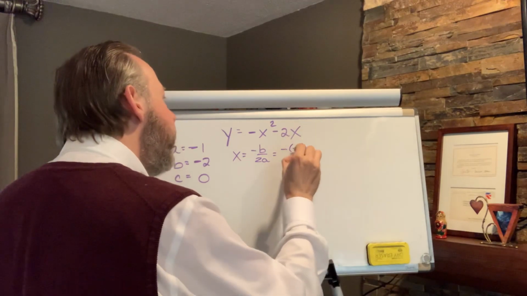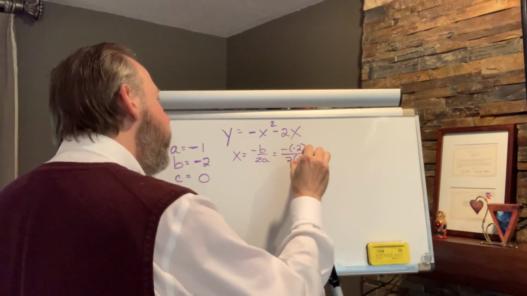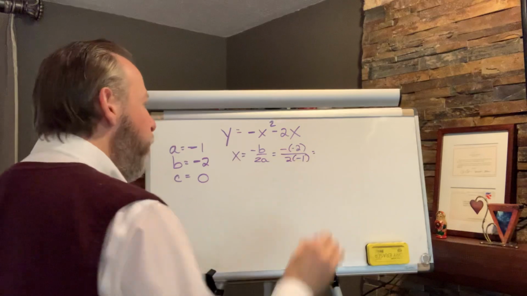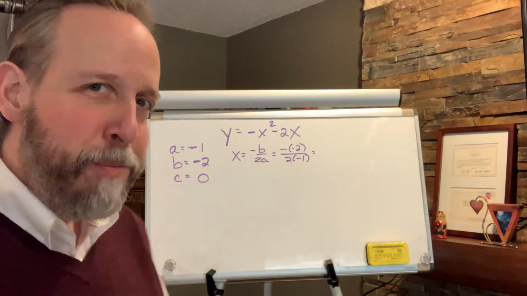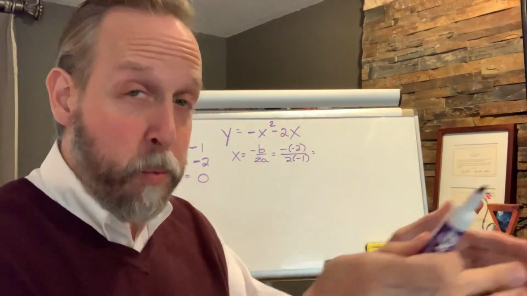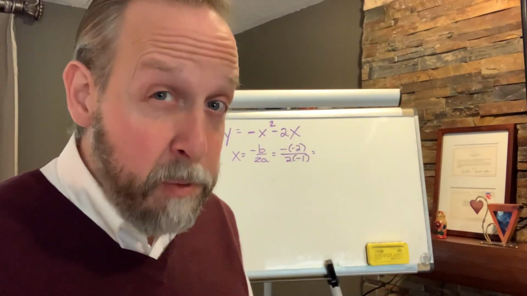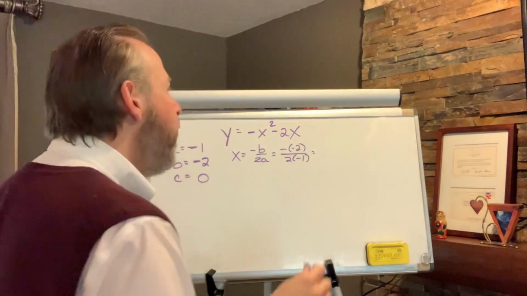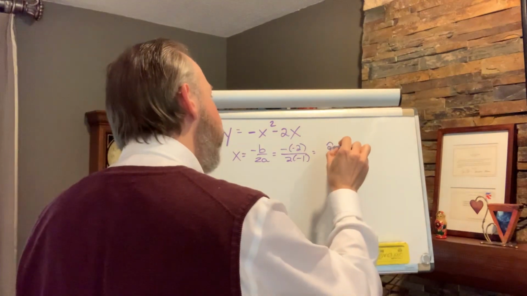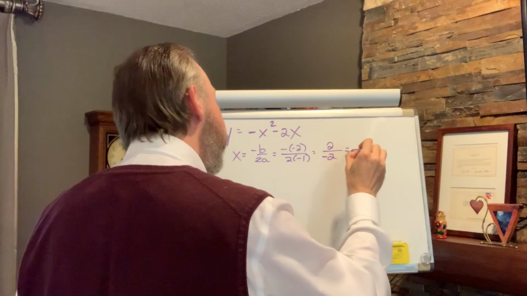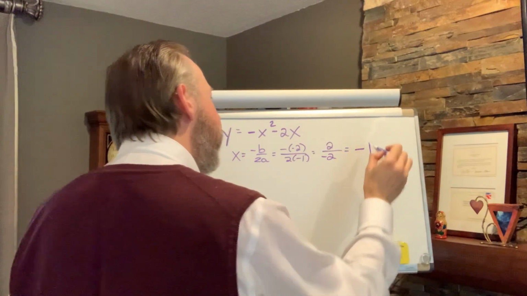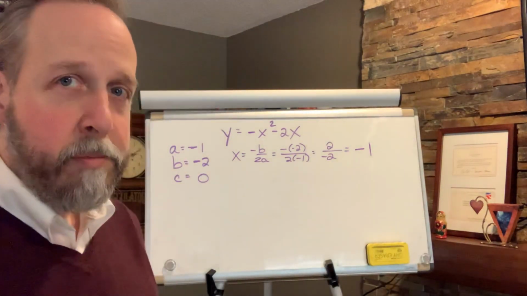-2 divided by 2 times -1. Boy, there's a lot of negatives here, but be careful with them because -b just means it's negative whatever b was, and in this case, b was a negative number. -2 is 2, and 2 times -1 is -2, so my x value of the vertex is -1, and now I plug it in.